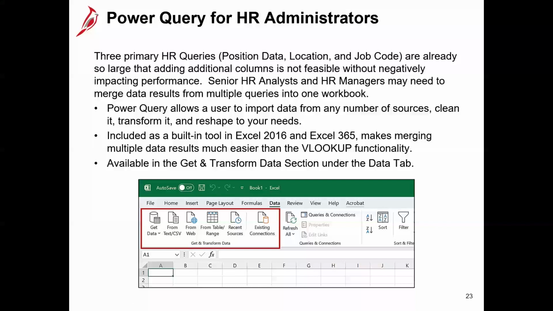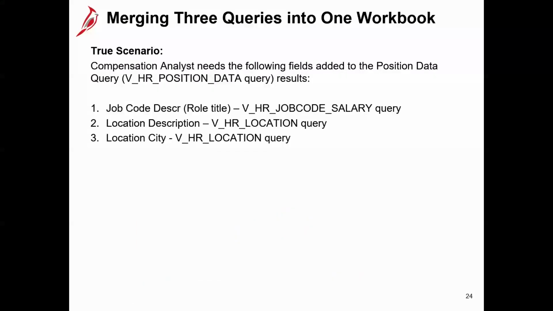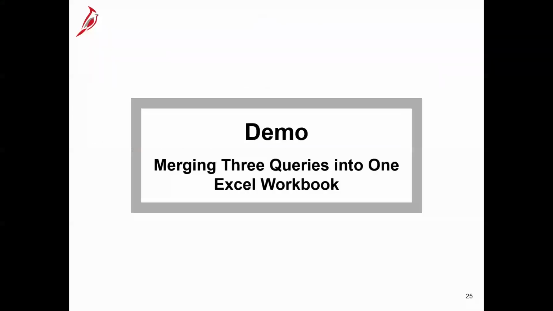All right, before we jump into the demo, we're going to go over a scenario. This is a true scenario, something that we saw on the post-production support team. We had a compensation analyst who needed some fields merged together from the position data. As you see here, they pulled the position query they're utilizing, but they also needed information from the job code salary query and the HR location query. So we're going to demo how you can merge these three queries into one Excel workbook.